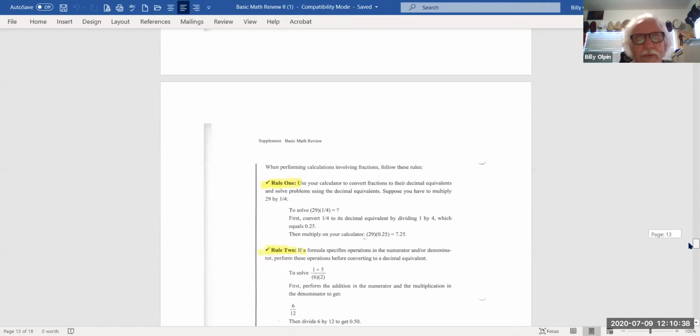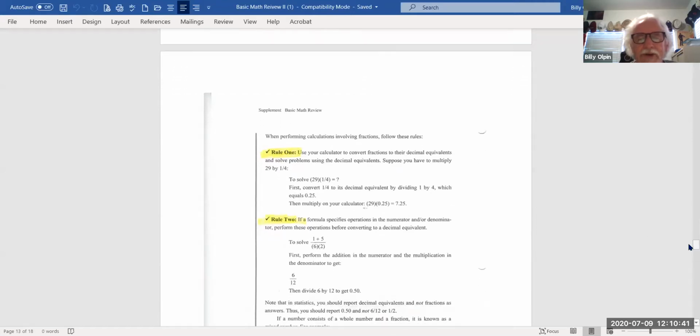So rule number 1, right? You convert your fractions to decimals. So we are always going to be doing that. So you do that division unless otherwise directed. You do that first, and then you use your calculator, and then use the decimal point for your computations.